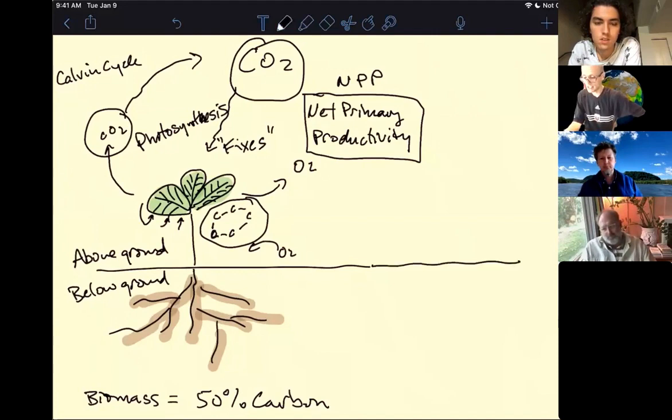So the plant, parts of the plant die. Okay, so let me draw my leaf here, hitting the surface of the soil. This is the soil surface right here.